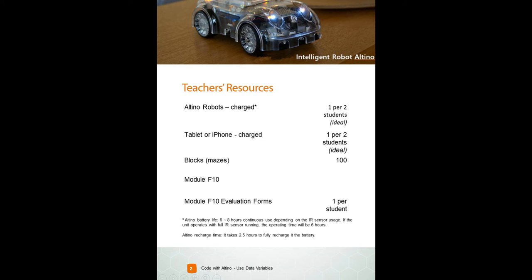At the beginning of every module is also a page letting you know what the teacher's resources are. The students don't need to see this. This is for you to check before delivering any of the modules. Generally, obviously, your Altino robots, 1 per 2 students is ideal for learning. We talk about that later. You may be in a situation, for budget reasons or for any other reason, where you can't have 1 robot between 2 students. That's okay. We'll talk about that too.